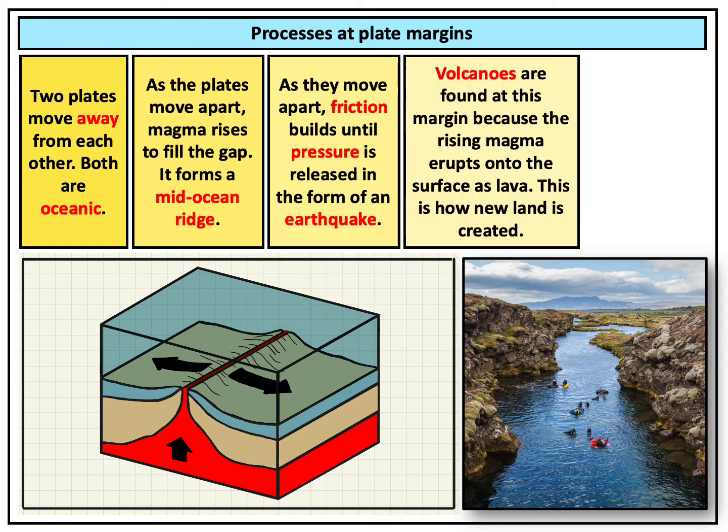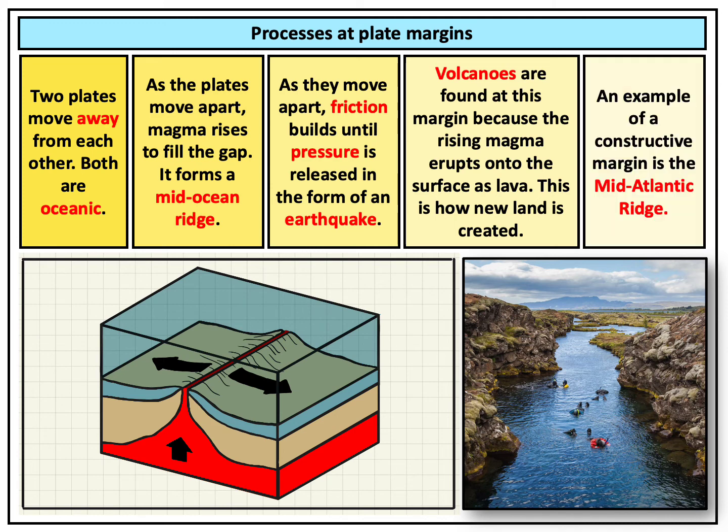Volcanoes are found at this margin because, I don't know whether you've noticed, but we don't tend to have any gaping holes anywhere on the planet. So as those two plates are moving apart and a gap is starting to form, magma then rises to fill that gap and erupts onto the surface as lava. So this is how new land is formed.